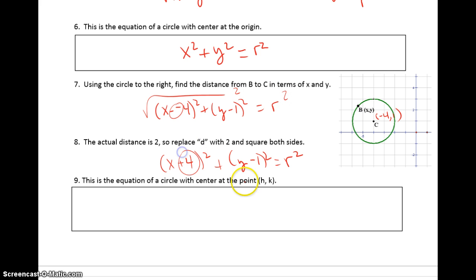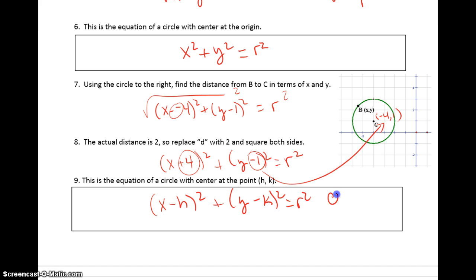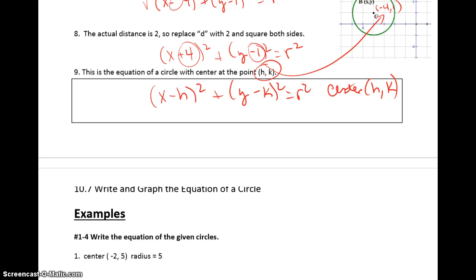I want you to notice the positive 4 and the negative 1 and how that relates to the center. Our center was actually at negative 4, which became positive when we did the formula, and it was at 1, which became negative. And so, how we'll write it is this: x minus h squared plus y minus k squared equals r squared, and the center is at h, k.